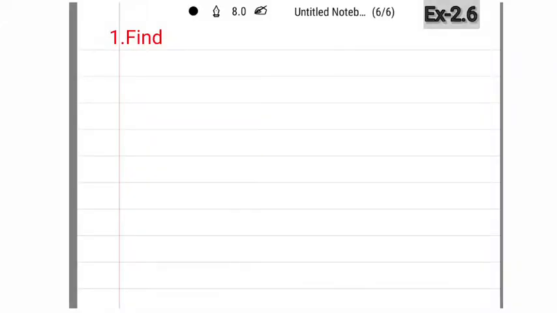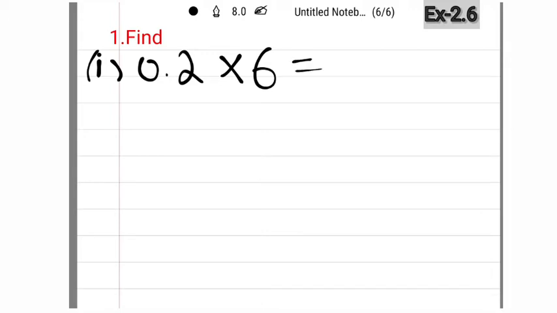Your question number 1, bit I. Find 0.2 into 6. I will tell you an easy method to solve this. We can simply convert the decimal into fractions. So 0.2, when it is converted, will become 2 by 10 into 6. 6 will remain the same.